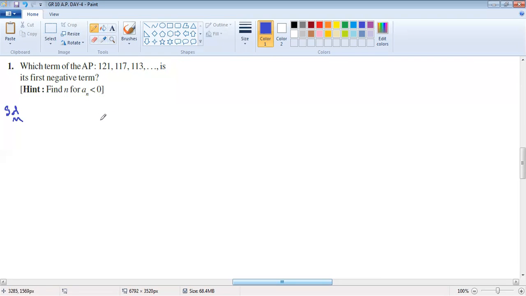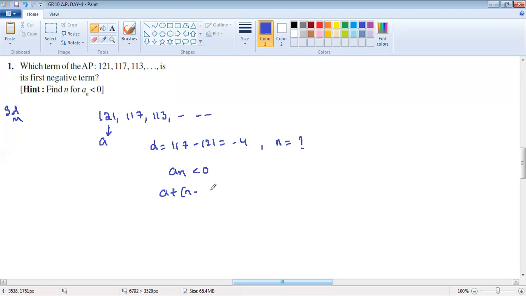Before that, 121, 117, 113, and so on. So this is the a value, and the d value is 117 minus 121, which is minus 4. And the n value we don't know, so we are supposed to find it. Now an less than 0, he is asking us to take. an and tn are both the same, so don't confuse. a plus n minus 1 into d less than 0. So a value 121 plus n minus 1 into minus 4 less than 0. Now 121 minus 4n plus 4 less than 0.